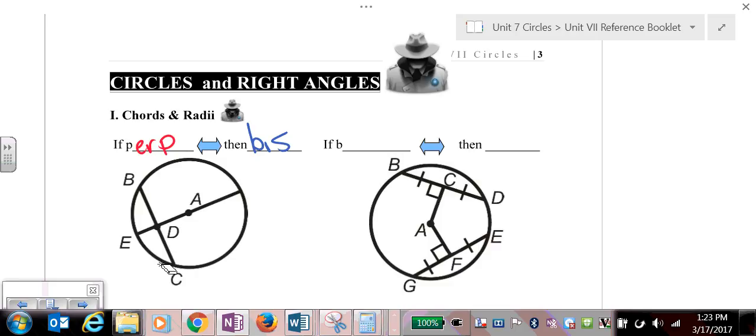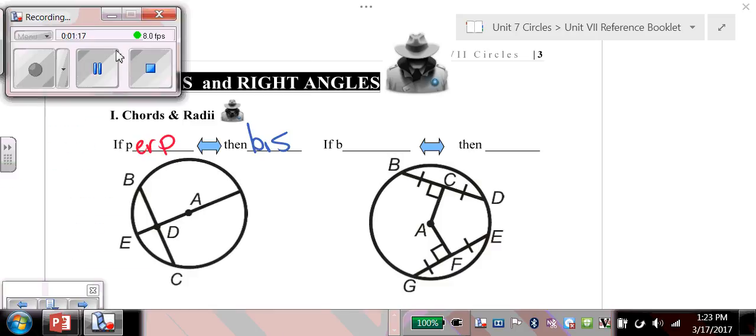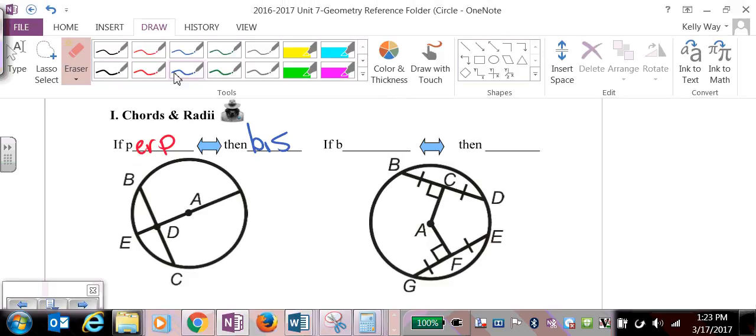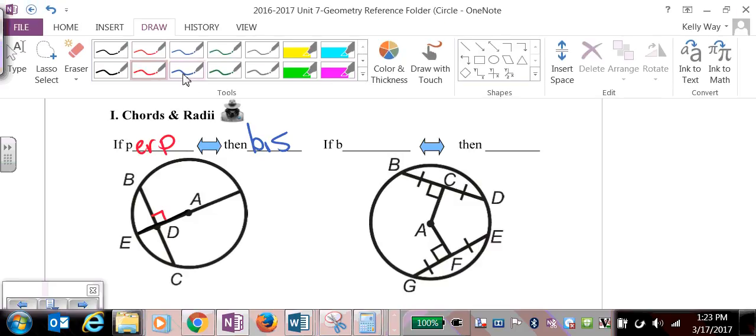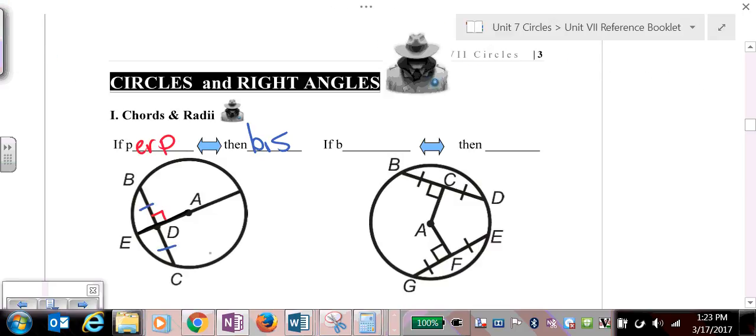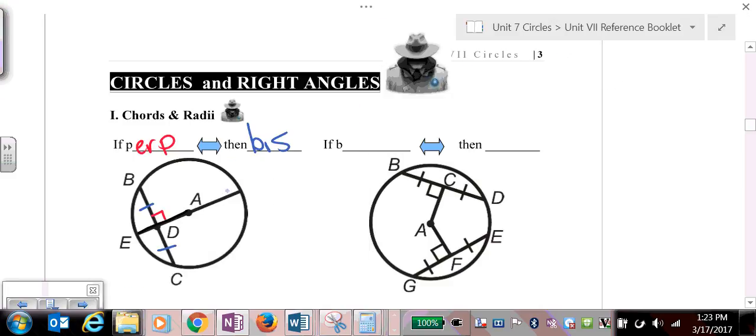And this is true of a diameter as well. So go ahead and trace the radius, and let's make it perpendicular. If that radius is perpendicular, it also bisects that chord. And when I say radius, it can also be a diameter. If perpendicular, then bisect. The converse is also true.